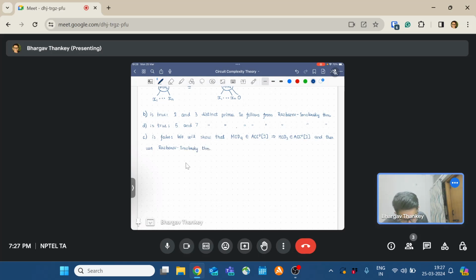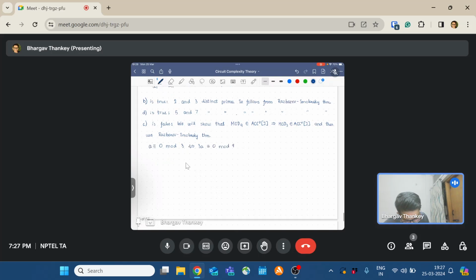Yeah, and the observation is similar. So if a is 0 mod 3 if and only if 3a is 0 mod 9. The proof is also the same because 3 times 3 is 0 mod 9.